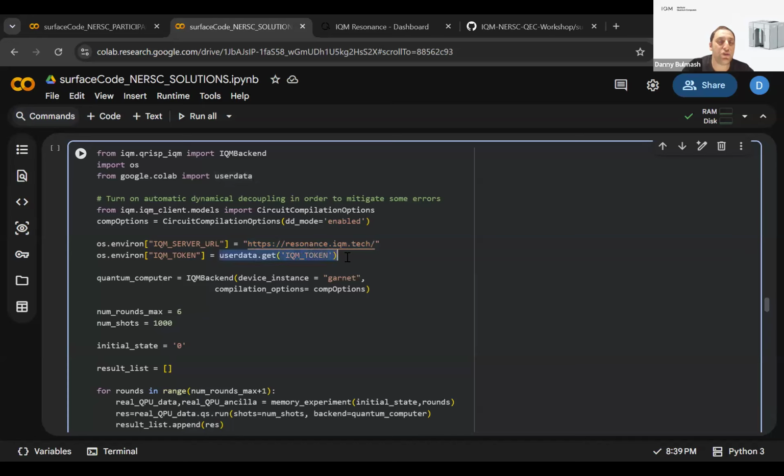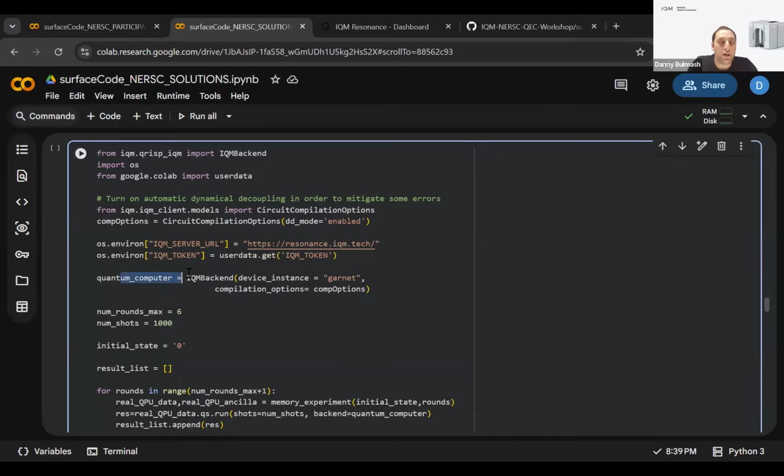Here I've actually used Google Colab secrets to store my token, just so that this isn't going on a recorded YouTube session. My token doesn't appear there. I don't want everyone using my account to run circuits indefinitely into the future. So you can just put your token here instead. I'm just managing my token a little differently from you.